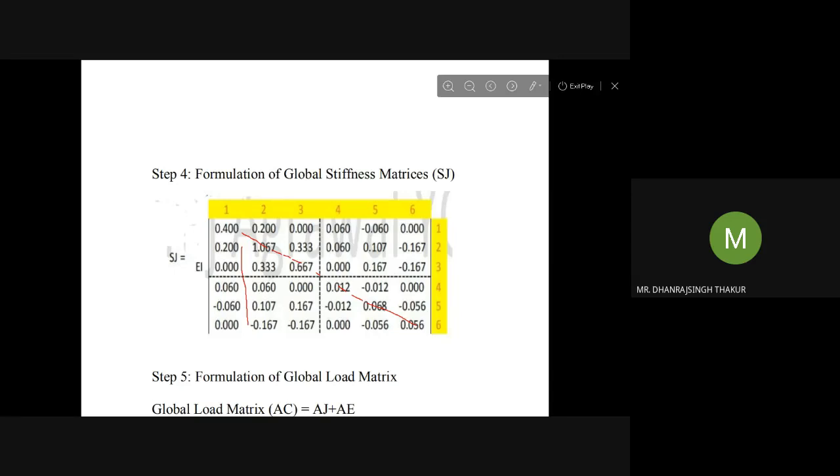How to assemble the joint stiffness matrix, because already we have given much time to assemble this matrix. If any one of you has any doubt, you can ask me now. Otherwise, I will go for the next step.